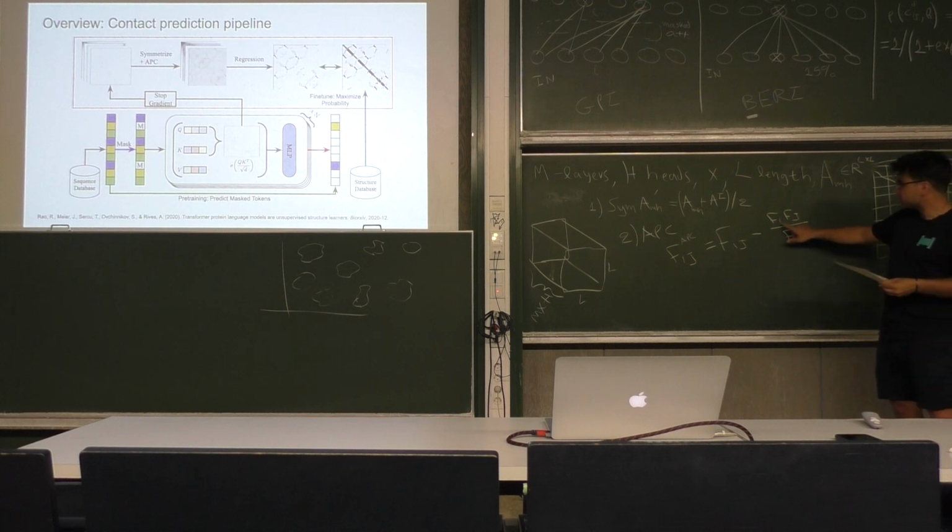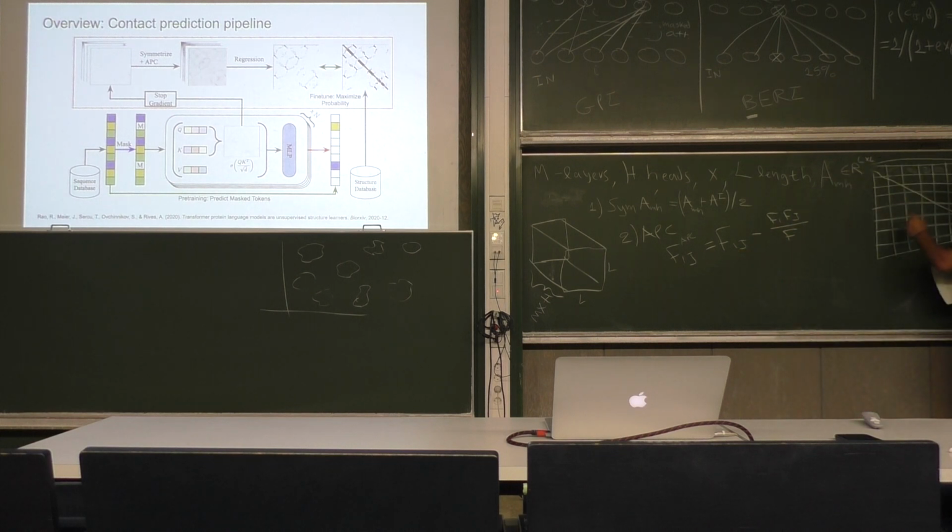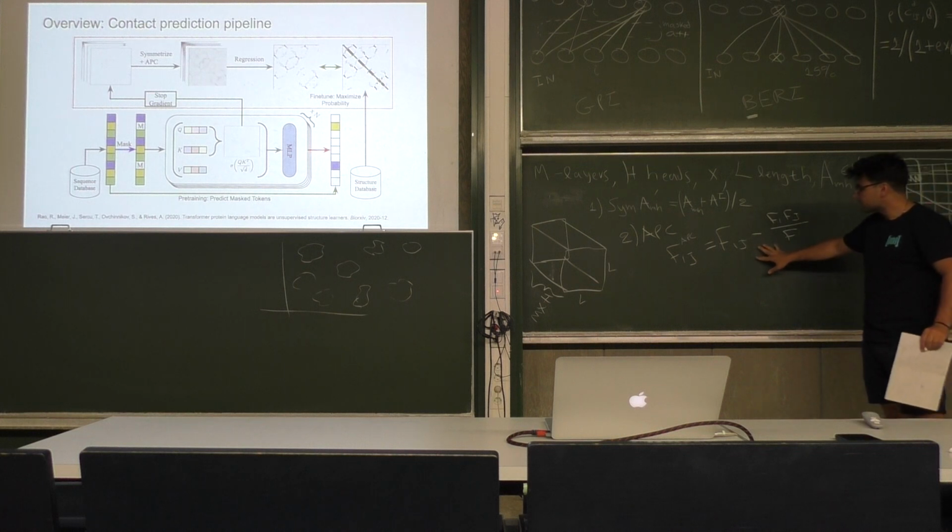So I is the index of the row, J is the index of the column, and this is the full matrix. So this is the row sum. For row I, if we take this element, the Fi would be the sum of this row. This would be Fj. And this would be the sum of all the elements of the L by L matrix.